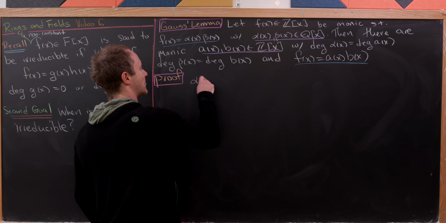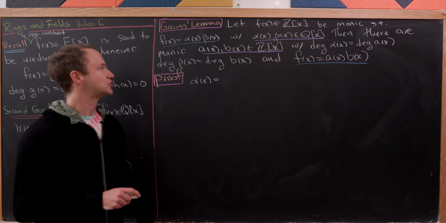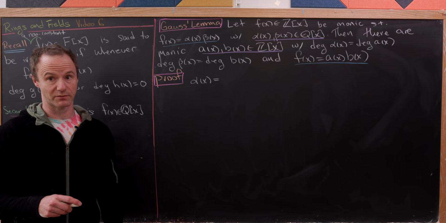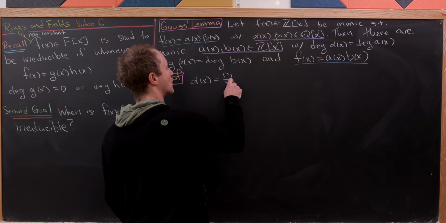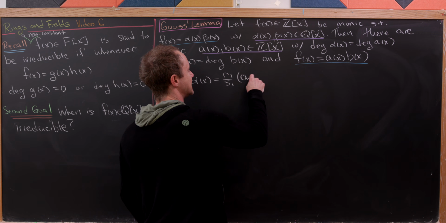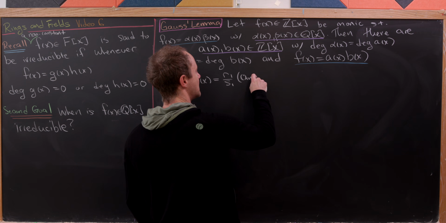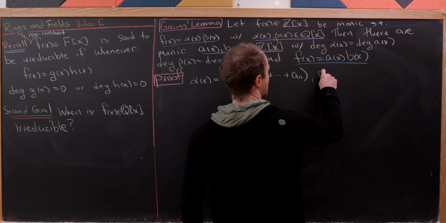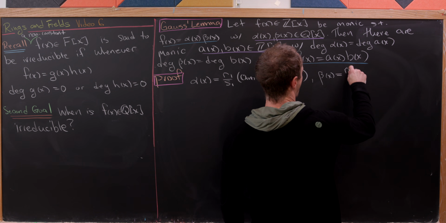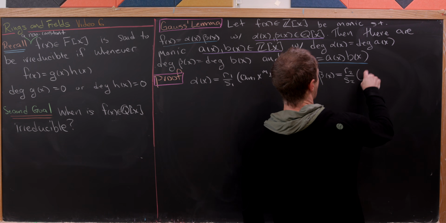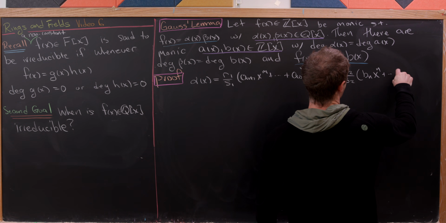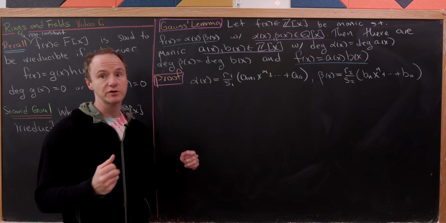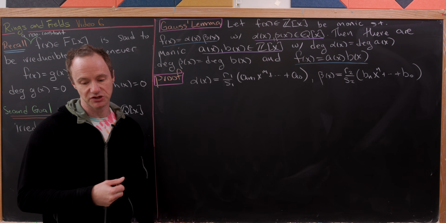So we'll start by using the previous lemma to rewrite alpha of x and beta of x in that nice form described in the previous lemma. So we've got alpha of x is r1 over s1, and then a sub m x to the m added all the way down to a sub 0. And then we've got beta of x is equal to r2 over s2, and then b sub n x to the n added all the way down to b0. And then I'll leave off the GCD considerations, but we'll use those GCD considerations when we get to them.